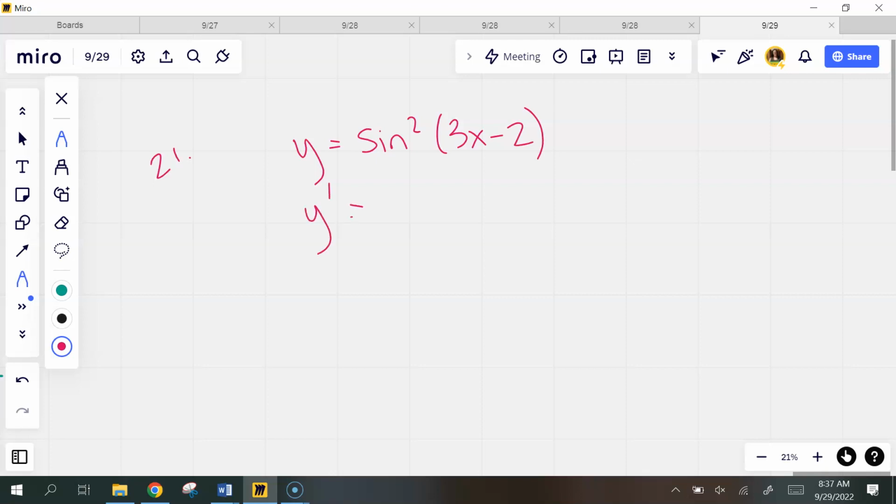Power rule first. What now? That's my power rule. Derivative of sine. What's the derivative of sine? Cosine. Everything else, just one derivative at a time. Everything else stays the same. So cosine 3x minus 2. Am I done? Now I take the derivative of the 3x minus 2, which is 3.